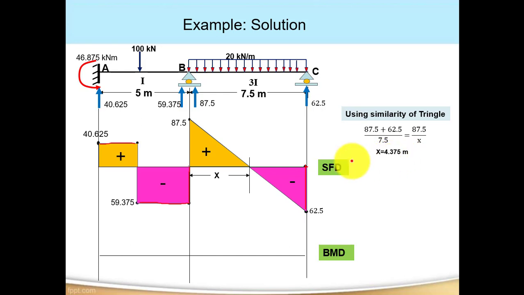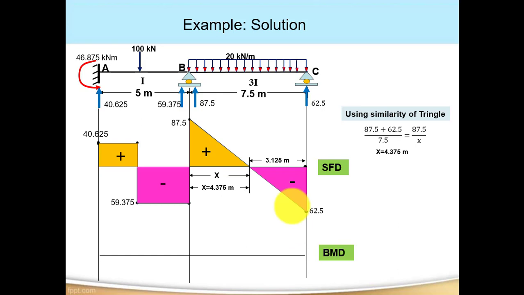Why are we calculating this? Because the bending moment diagram is the area under the shear force. When we calculate area, this is important, and also this distance can give us the maximum bending moment. When the shear force is zero, the bending moment is maximum. Therefore, to know the maximum bending moment, we have to calculate the distance. Simply, finally, this distance also will be 3.125, simply from 7.5 minus 4.375. Now let us go to the bending moment diagram.